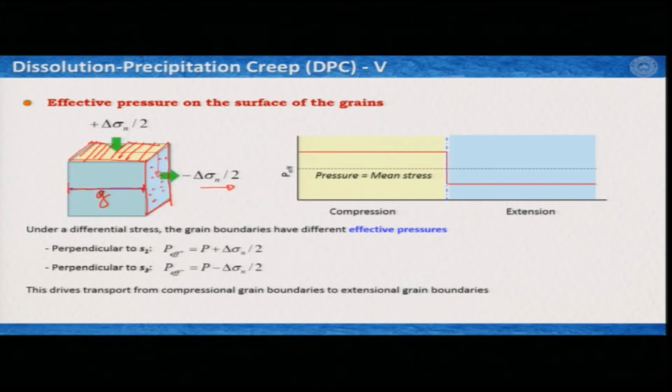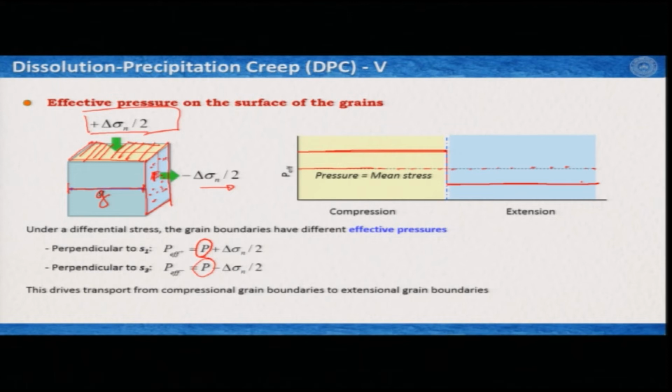Now, under differential stress, at least in this condition, the grain boundaries have different effective pressure. So, if I have my initial pressure P, which is a confinement of this grain, you can imagine, then on this surface you have initial pressure plus this one, and on this tensile surface, you have initial pressure minus this one. And if we have to find a mean stress in this illustration, then clearly at this surface we have stress level somewhere here, and on this tensile surface, we have stress level somewhere here.